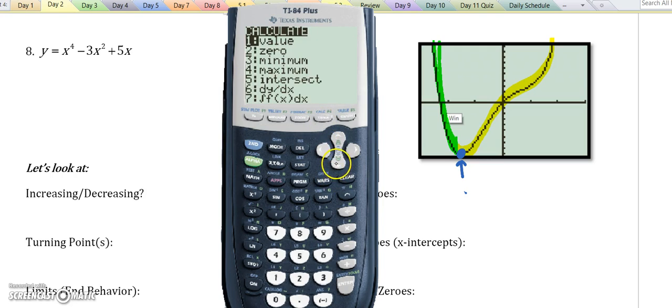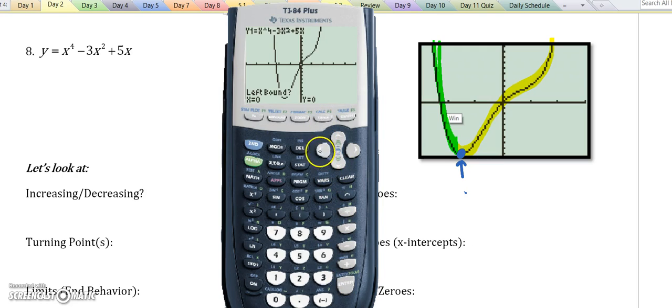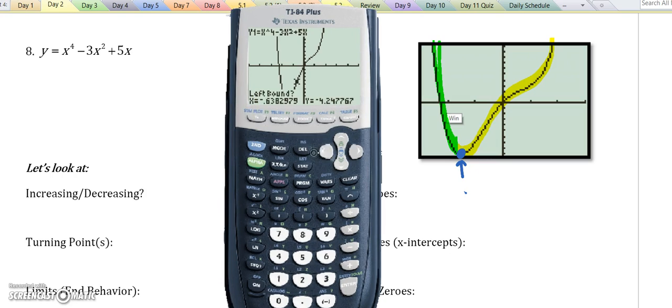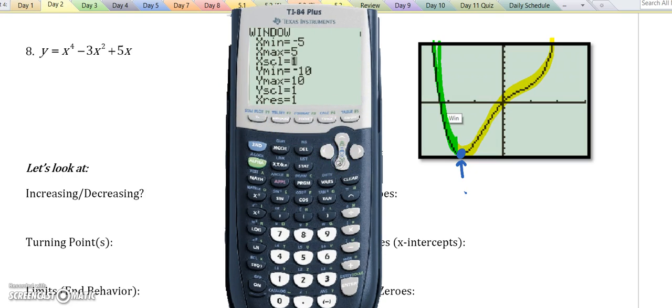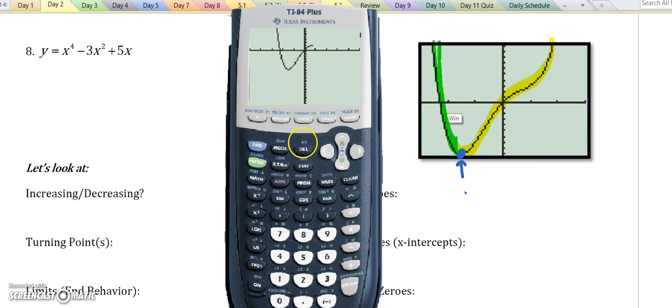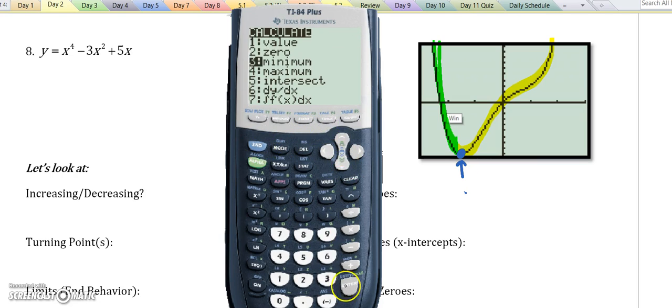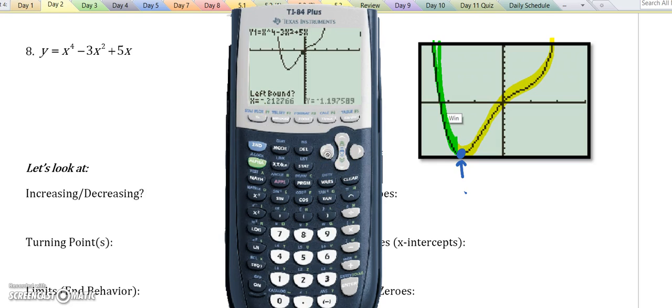So I'm going to calculate a minimum. First thing it asks me is left bound. I know I'm a little off the screen. If you prefer to bring that y min down just a little bit more so you can really see the bottom of the graph, you can do that. Not necessary if you're okay with where it was before. But again, minimum. Taking my calculator just a little bit to the left, I'm going to go left bound of that relative minimum.